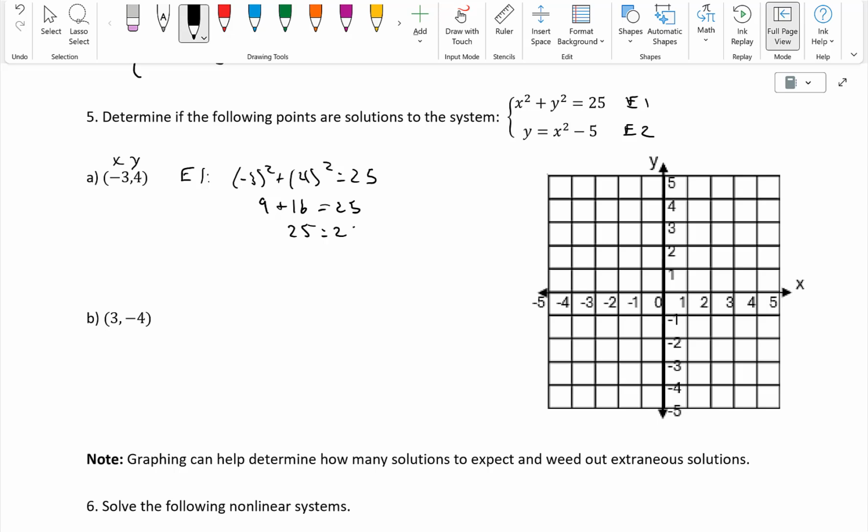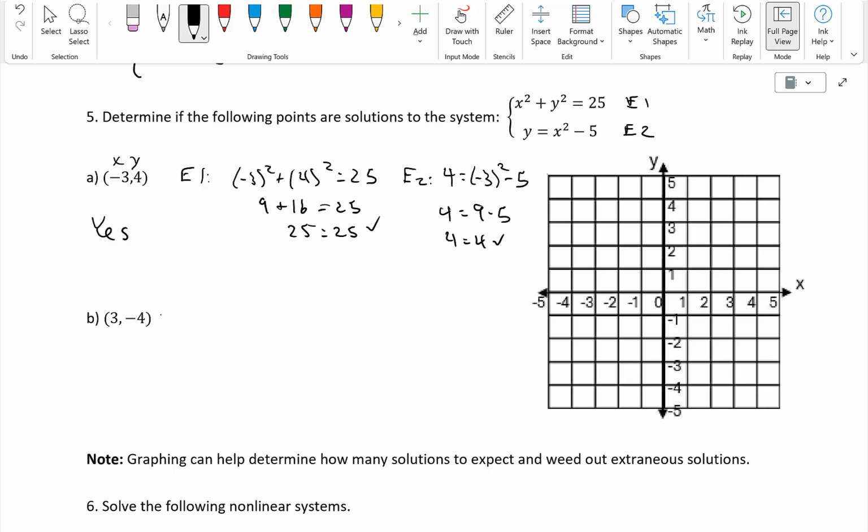Might remember doing that with a lot of your Pythagorean checks. And then we can check equation 2 as well. I would have that 4 is equal to a negative 3 squared minus 5. So 4 is equal to 9 minus 5, which is 4. That one checks out, so yes, we have a solution here.